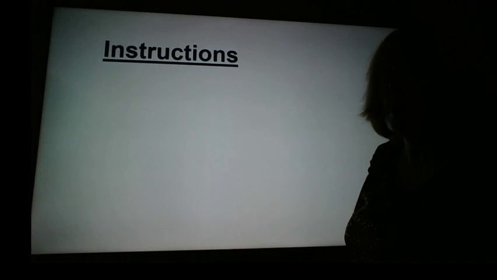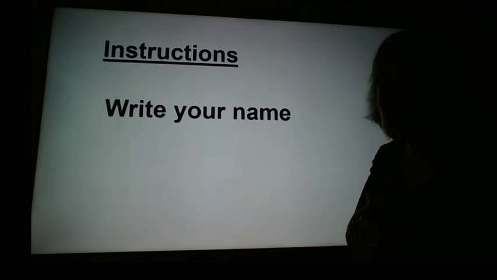And today we're going to look at instructions. So today's lesson is going to be about instructions. And we're going to look at how we write recipes because Doncaster is putting together a recipe book. And it would be really great if we could have some of your recipes to put in that. So for instructions, I'm going to give you some instructions.